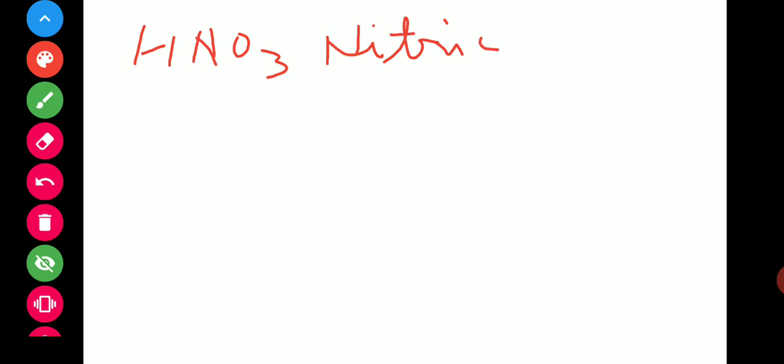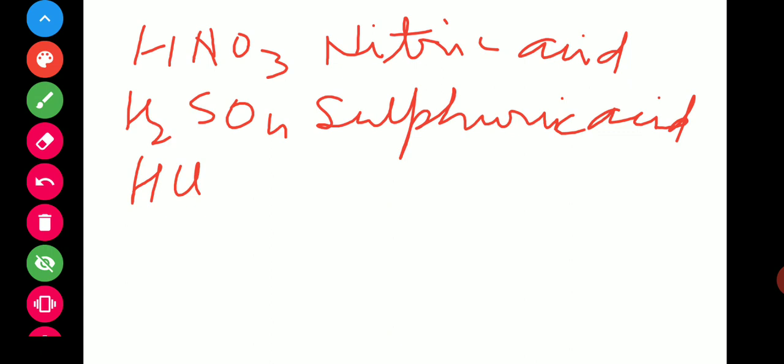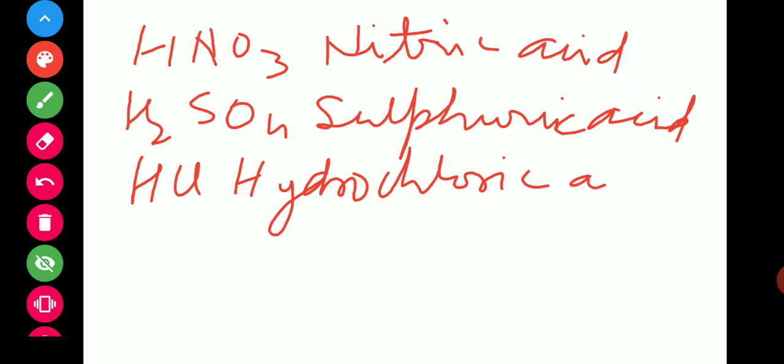So many acids are there. I have to write here. First one is HNO3, it is nitric acid. And H2SO4, sulfuric acid. HCl, hydrochloric acid. And H2CO3, carbonic acid.